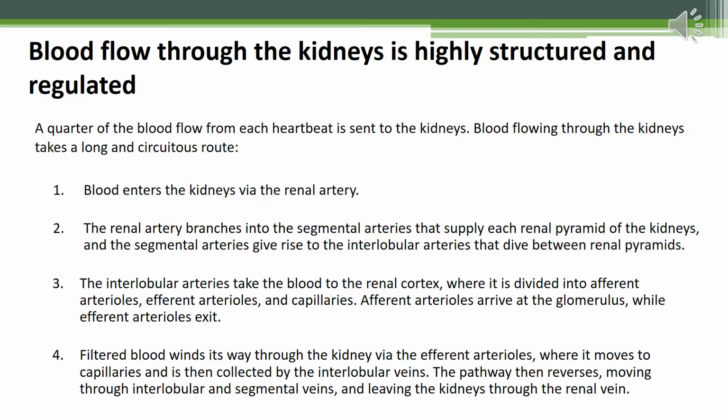So now we're moving out of the kidneys such that we're at structures called veins. The pathway then reverses, like I said, moving through the interlobular and segmental veins, and then this filtered blood leaves the kidney through the renal vein. And it should be completely, or as filtered as it's going to be by the kidney at this point.